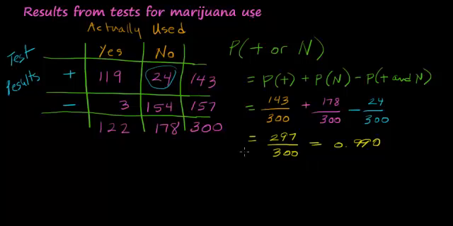Okay, so this is our formal addition rule, the probability of A or B. Probability of A plus the probability of B minus the probability of A and B.